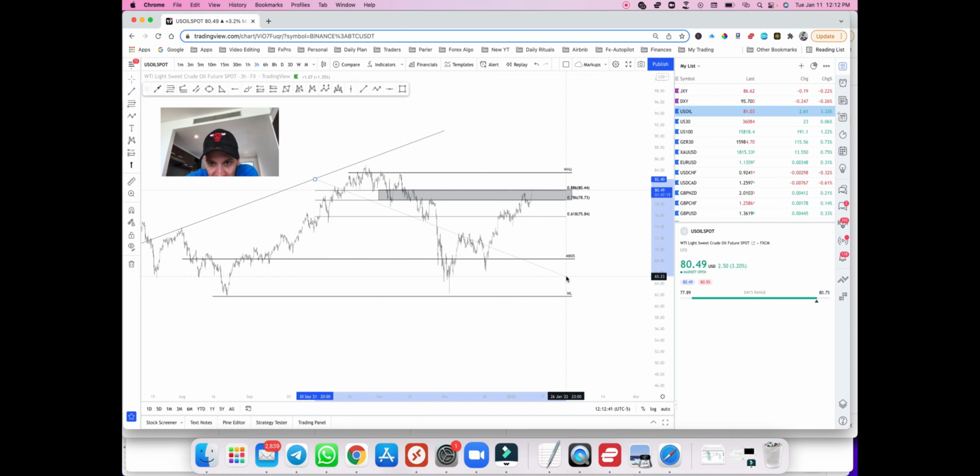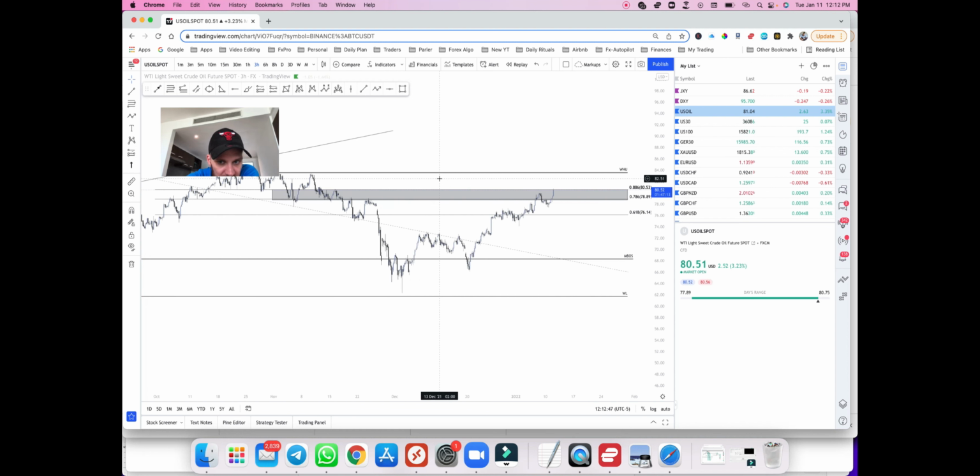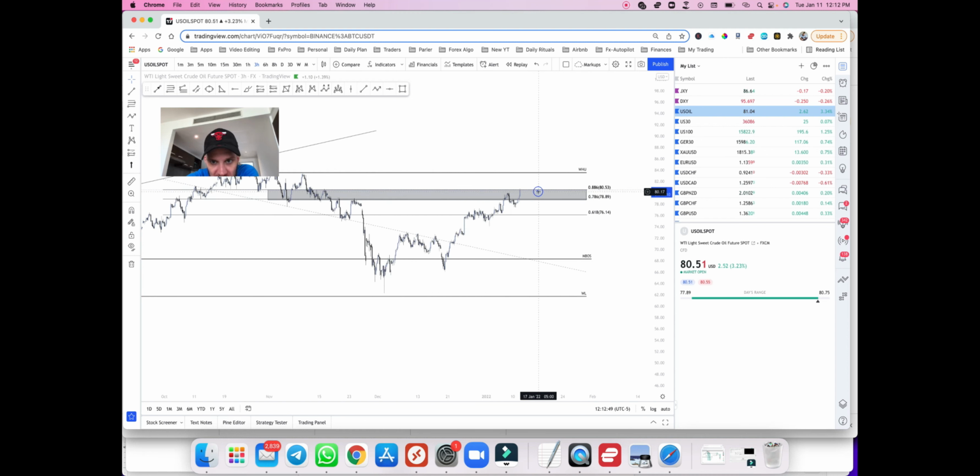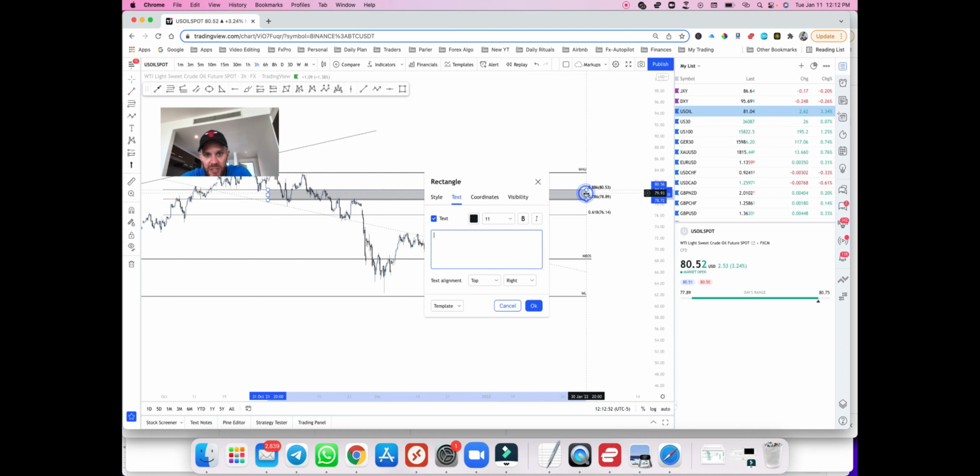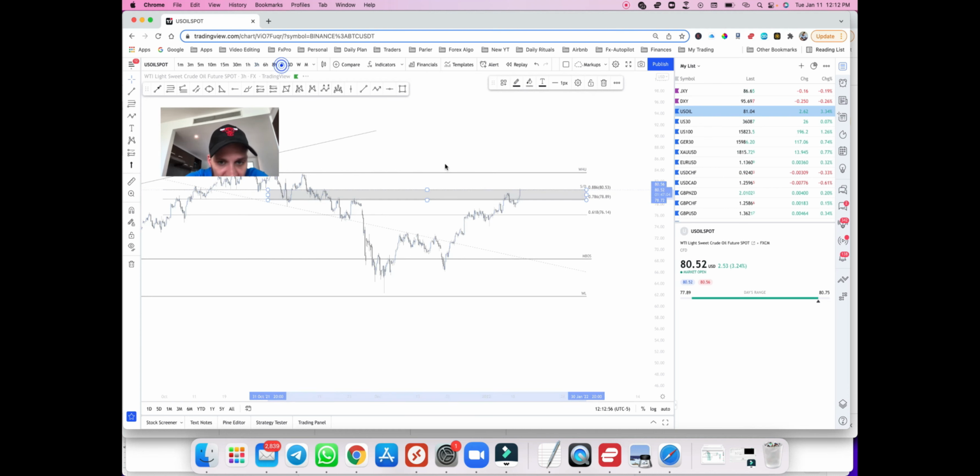So we are in the monthly low about there, aren't we? 786. So this is our supply and demand zone here that we're in. I'm just going to mark this zone here, S and D zone. Let's go back to the daily actually, just so you can see.